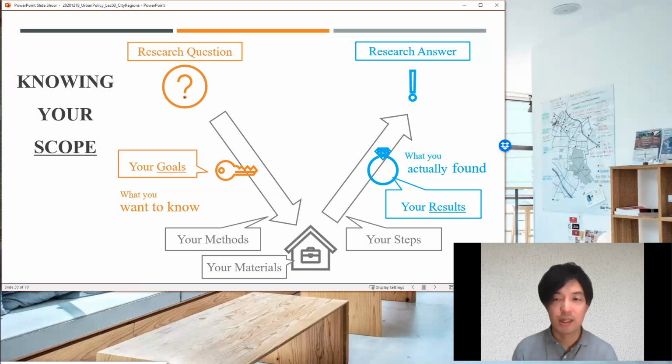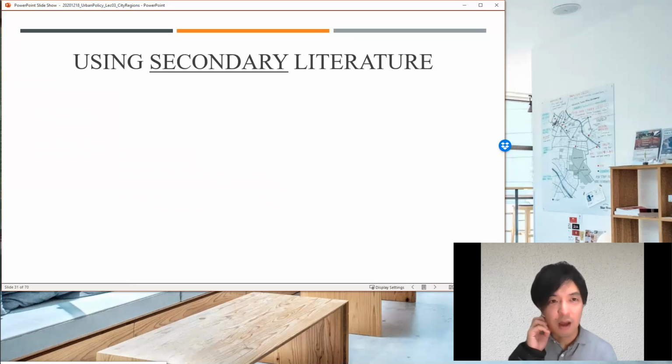This is what you write in the first section of our research paper format. Okay, but how do you do that? What are materials? What are methods? What are steps? This I'm going to explain from now. So let's look at two slides. One way to do this research is to use secondary literature.